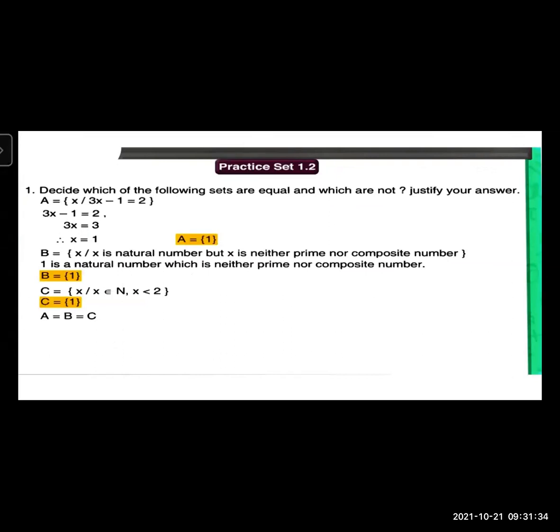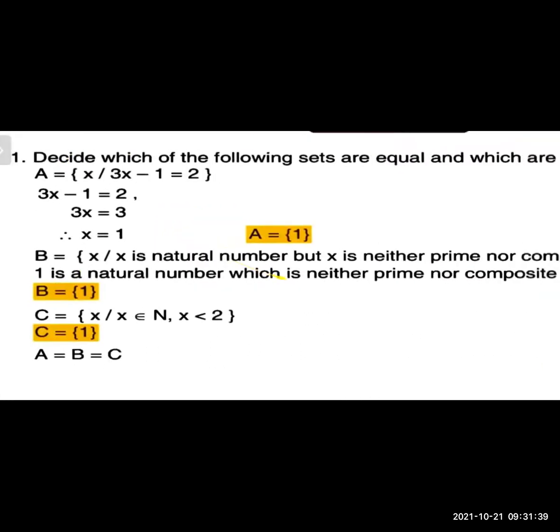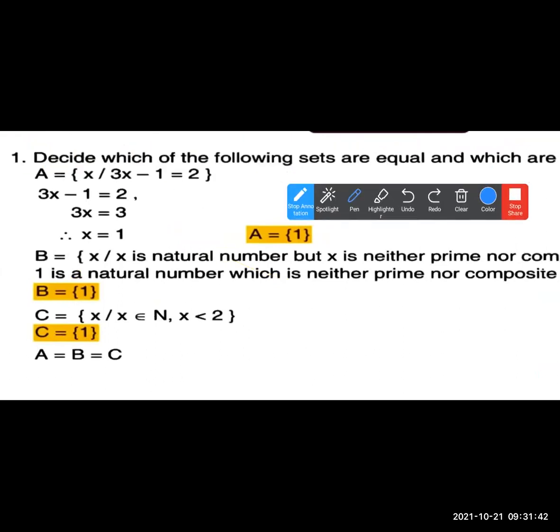Let's see. The first set A is given. A is equal to the set of all x such that 3x minus 1 equal to 2. Here you have to solve the equation 3x minus 1 equal to 2. So 3x is equal to 2 plus 1. Therefore 3x is equal to 3. Therefore the value of x is 1. Whatever the value of x is coming, you have to list in your set A. Therefore set A has only one element, so you write only one element and close the bracket.